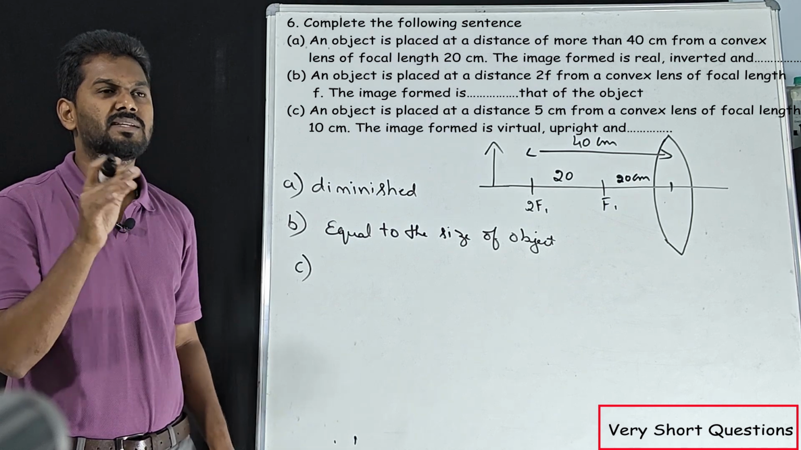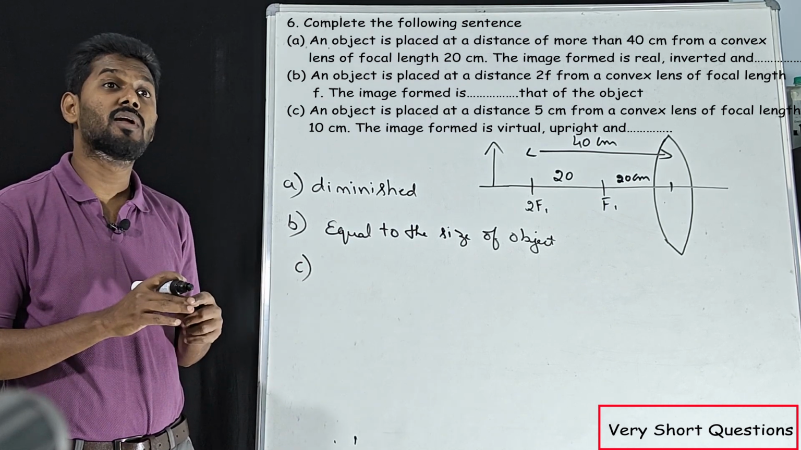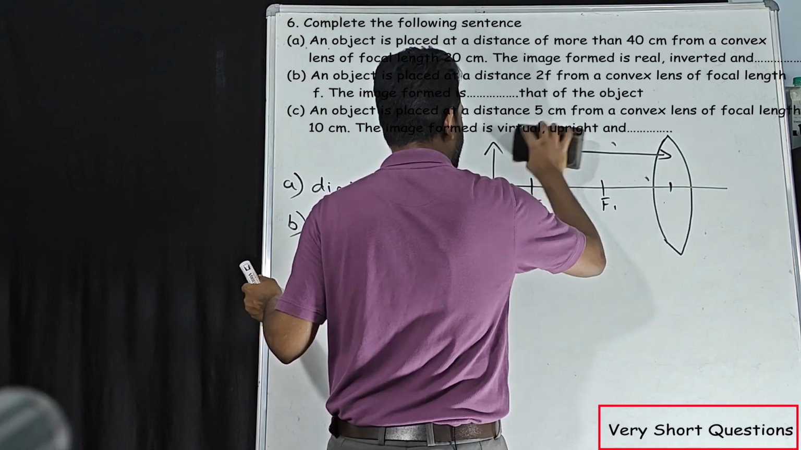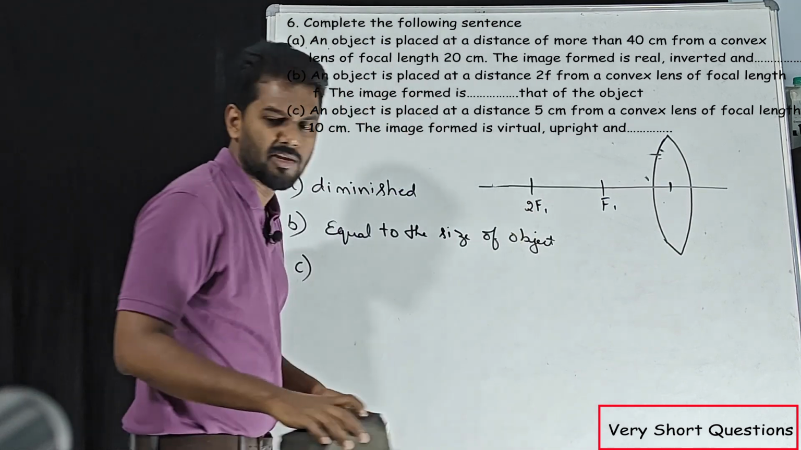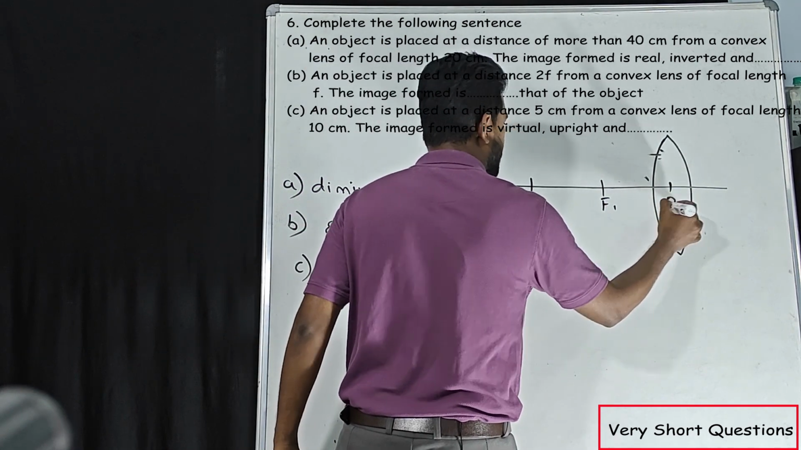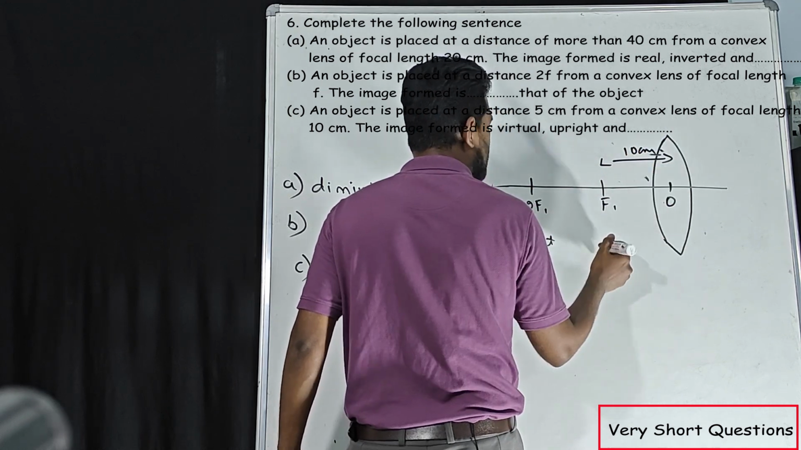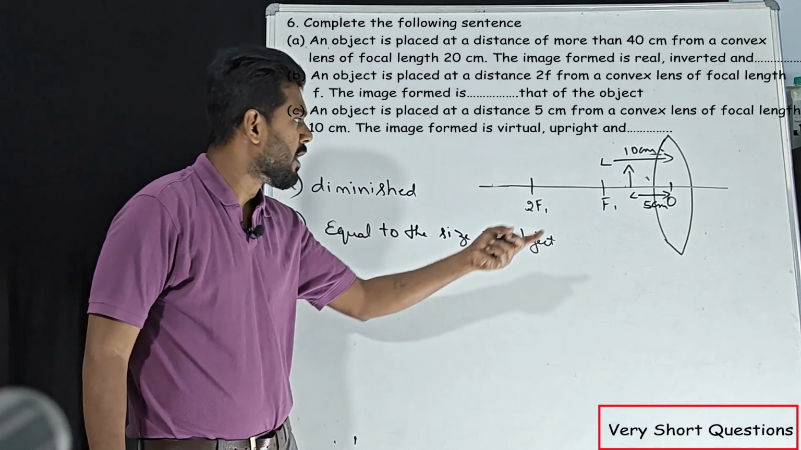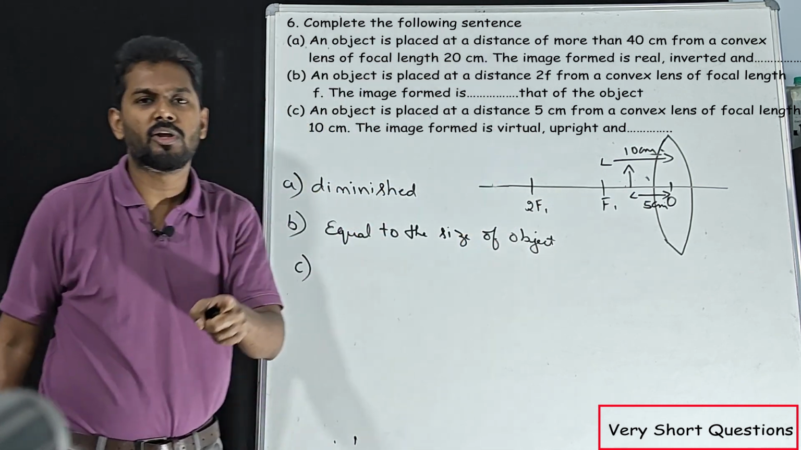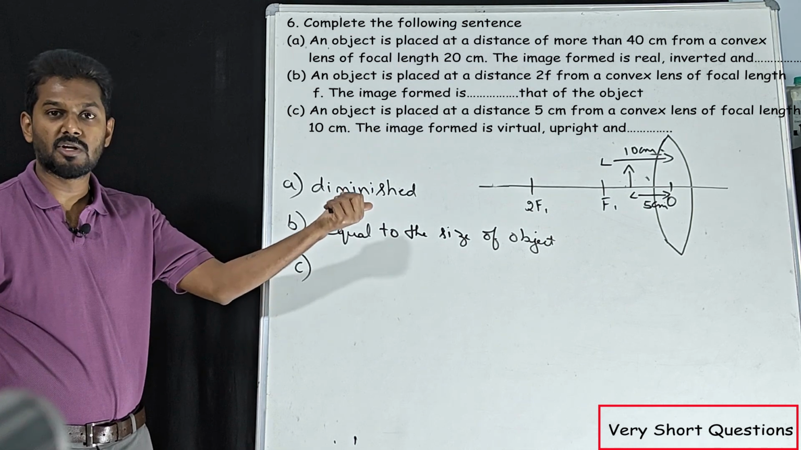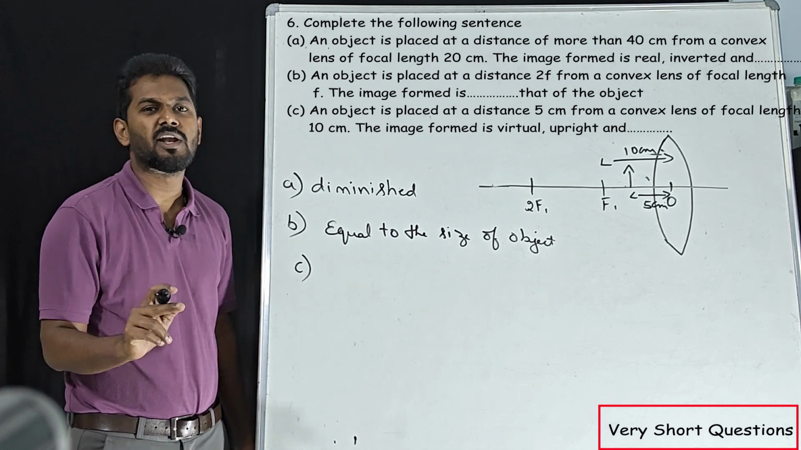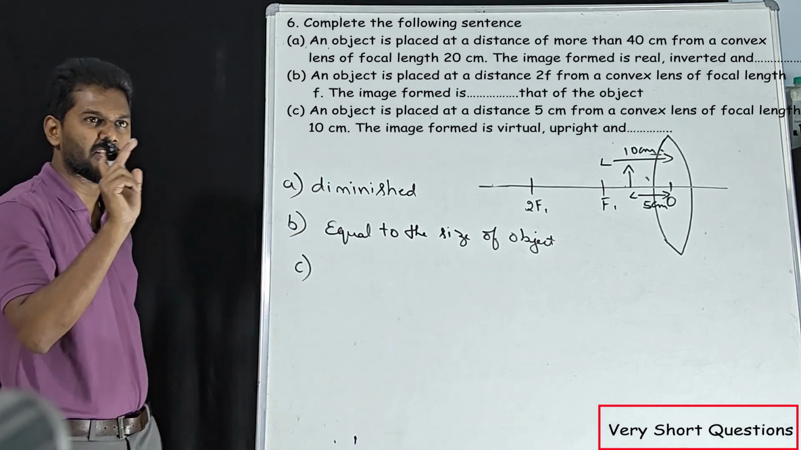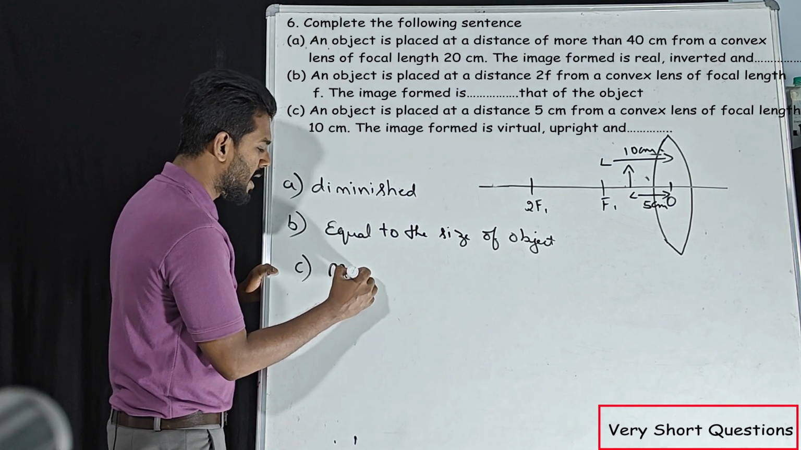Next, sub question C. If an object is placed at a distance 5 centimeter from the convex lens, a focal length 10 centimeter. See, object distance is only 5 centimeter and focal length is 10 centimeter. First, always find the value of focal length. Focal length is 10 centimeter. That means from optic center to here, it is 10 centimeter. And the object is placed, that is only 5 centimeter. From object to optic center, it is 5 centimeter. When the object is placed between F1 and optic center, we are going to get virtual and erect image in terms of convex lens. If it is virtual and erect, we know it is definitely going to form magnified image. So in convex lens, if it is virtual and erect, it will be definitely magnified.